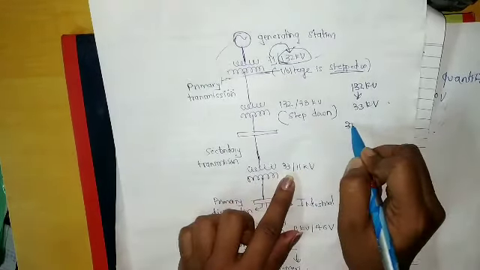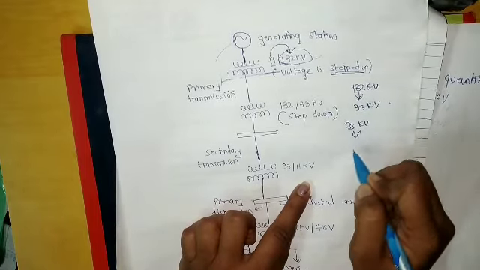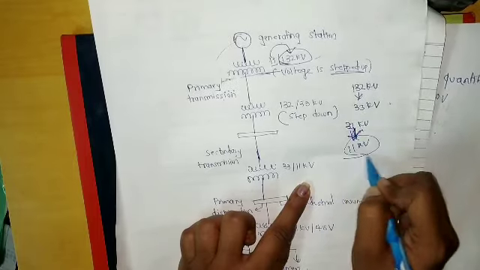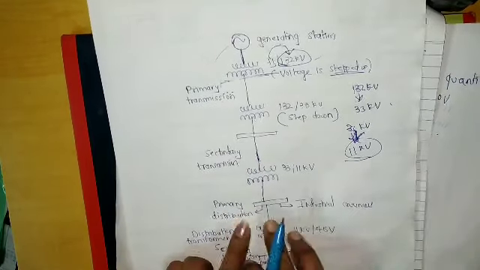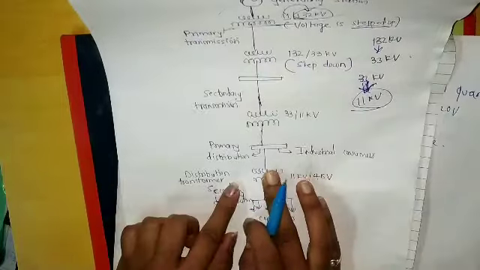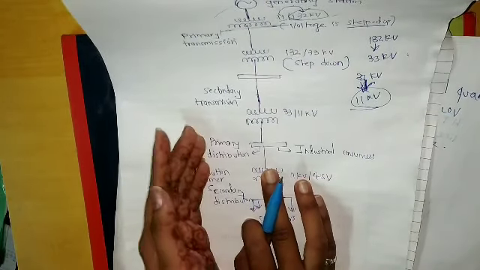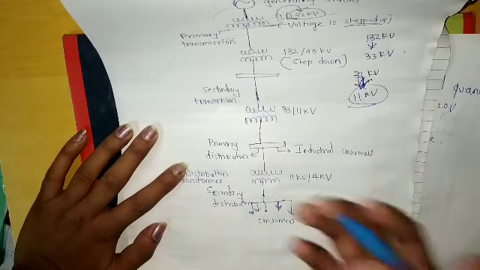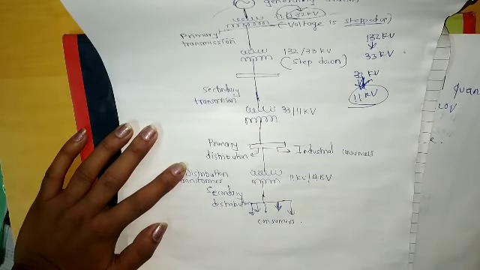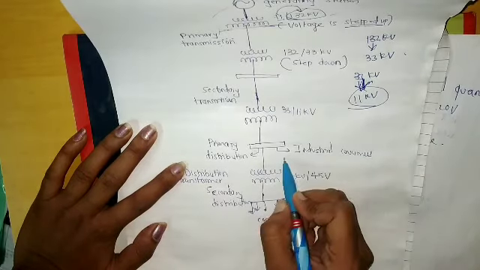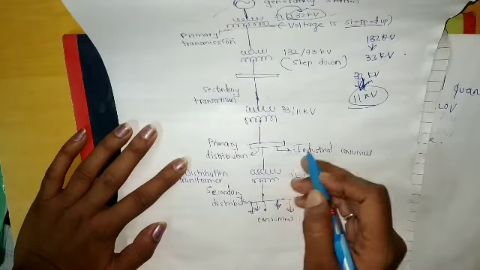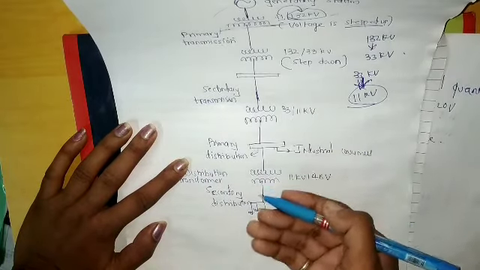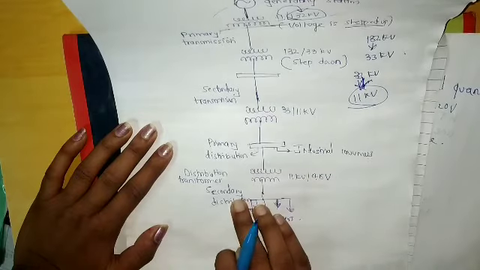So this 33 kV is again stepped down to 11 kV. Now this is the primary distribution here. So what happens in primary distribution? If we want to distribute to the industrial consumers, to the industries, if they want 11 kV or whatever the rating it is, then we can give it or distribute it through this to the industrial consumers. Now again to this secondary distribution, what happens?